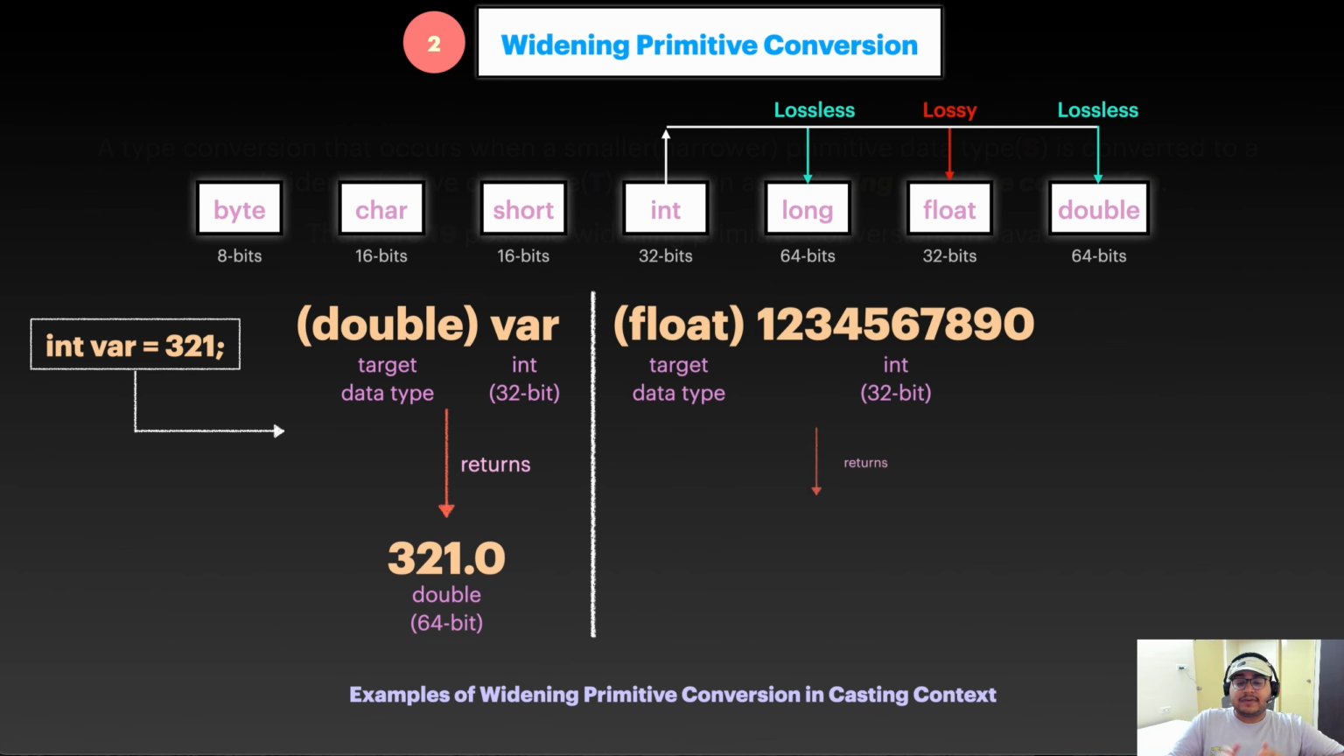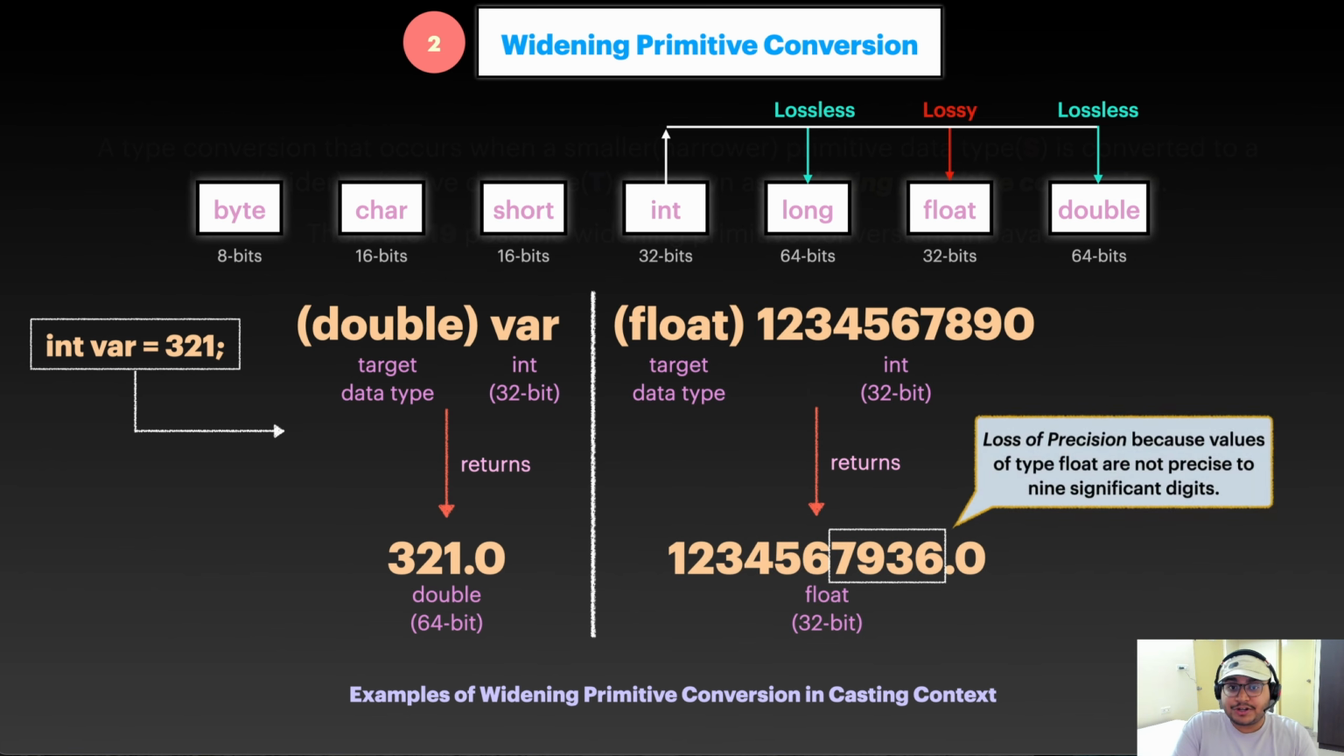However, when the int value is too large, say 1234567890, converting it to float can cause a loss of precision because the floating point data type has certain limitations. A float can accurately handle only up to 9 significant digits, which leads to a mismatch in the last few digits, as you can see in this particular example over here. Despite this, Java still attempts to perform the conversion, though some data is lost during the process. This is called a lossy conversion.